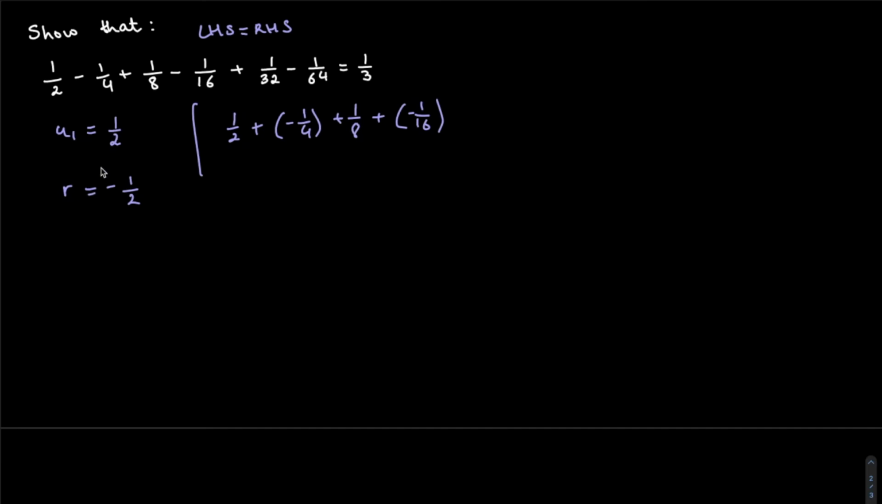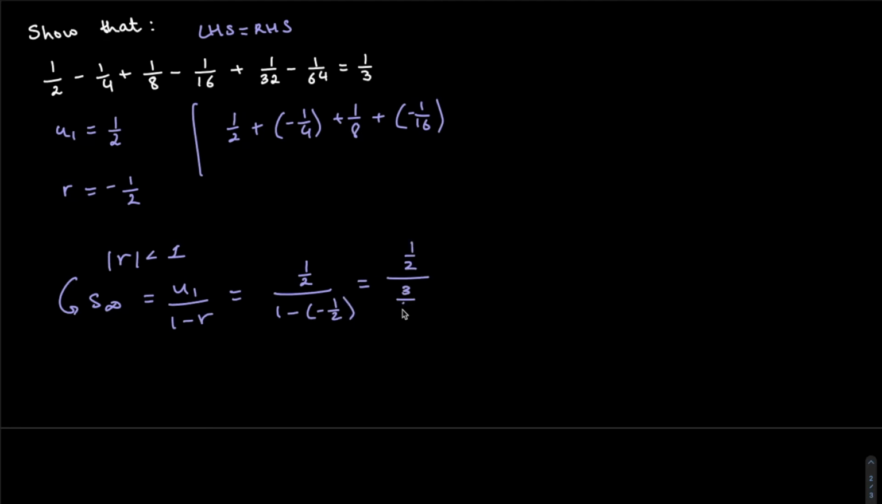So we have our common ratio. We have our first term, right? And because the modulus of the common ratio is less than 1, we have a sum to infinity, right? Which is u1 upon 1 minus r. So now if we use this formula, what do we get? We get 1/2 upon 1 minus negative half. So we get 1/2 upon 3/2, right? So the 2's in both cancel out. So we're left with 1/3. Hence, LHS equals RHS. And it's proved.